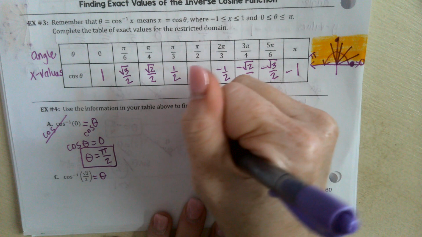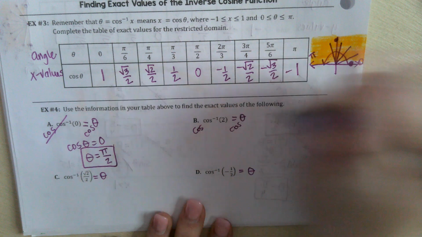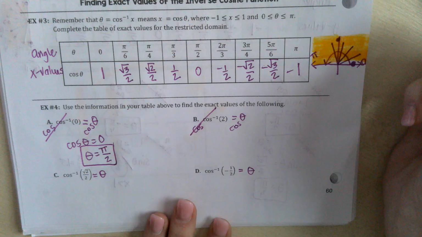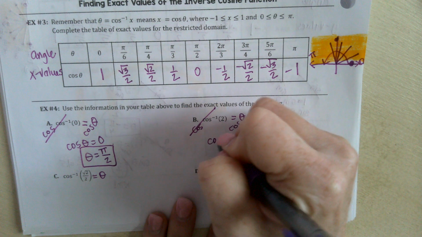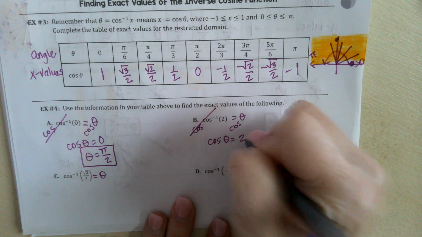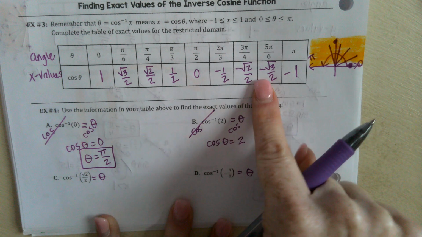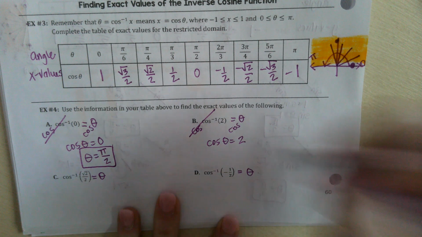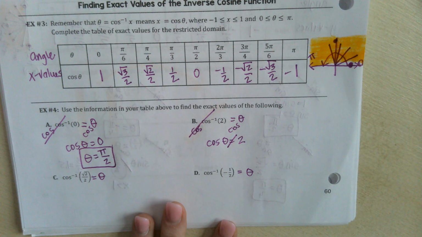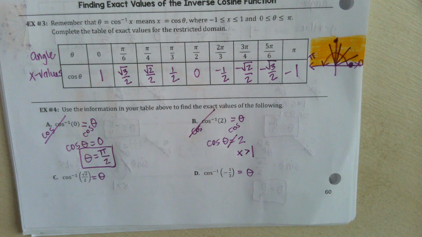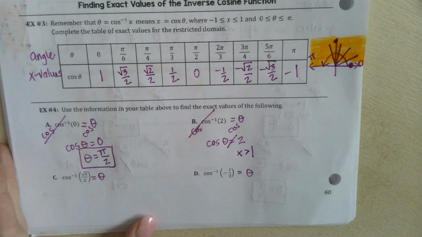Okay? For this one, take the cosine of both sides. Cosine, cosine inverse, cancel each other out. And I'm left with cosine theta equals 2. Do I have anything in my table that shows a 2? No. I'm going to say not equal, and my reason is because this x value is greater than 1. I want you to try C and D real quick. Okay, C and D, you do that.